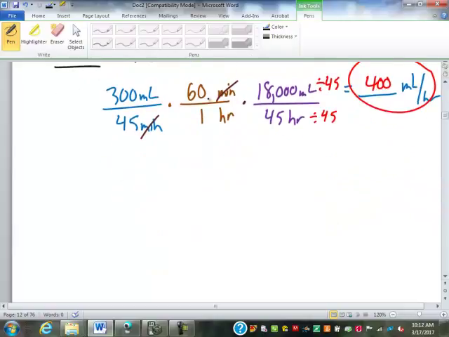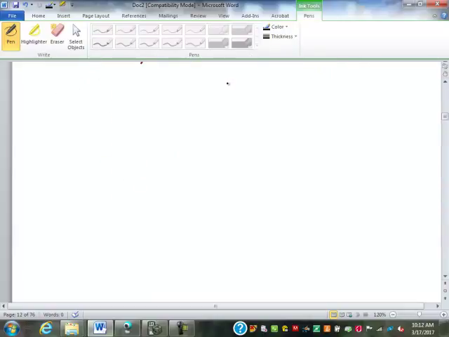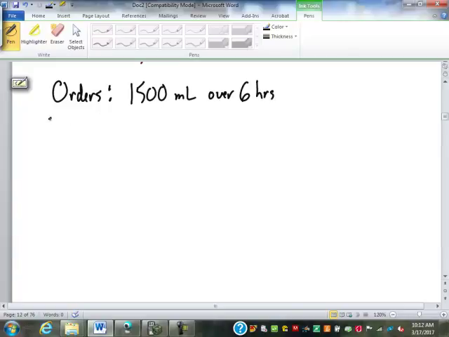Before we wrap it up for the day, I'm going to show you one complex example of IV flow rates. So let's give you an order for, let's see here, 1,500 milliliters over 6 hours. So we're looking at the label on our medication, on our bag, and it is showing, and actually I should scratch that, 1,500 milligrams over 6 hours. On our label, it shows 5 milligrams and 2 milliliters.